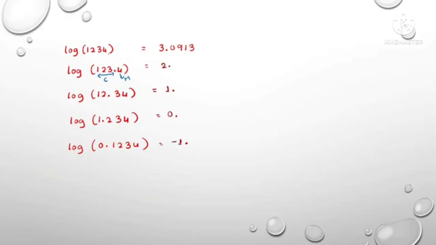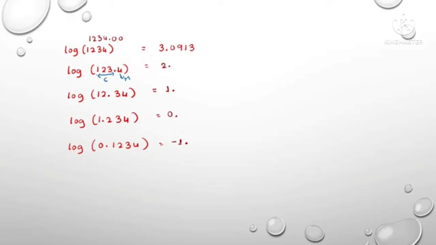If there are 4 digits, that means 1, 2, 3, 4, like 1234. 4 digits means the characteristic will be 3. If there are 3 digits, the characteristic will be 2. If there are 2 digits, the characteristic will be 1. If there is 1 digit, then the characteristic will be 0. If there is a 0 digit, then 0 minus 1 will be minus 1. So these all are the characteristics which are on the left side of the decimal point.